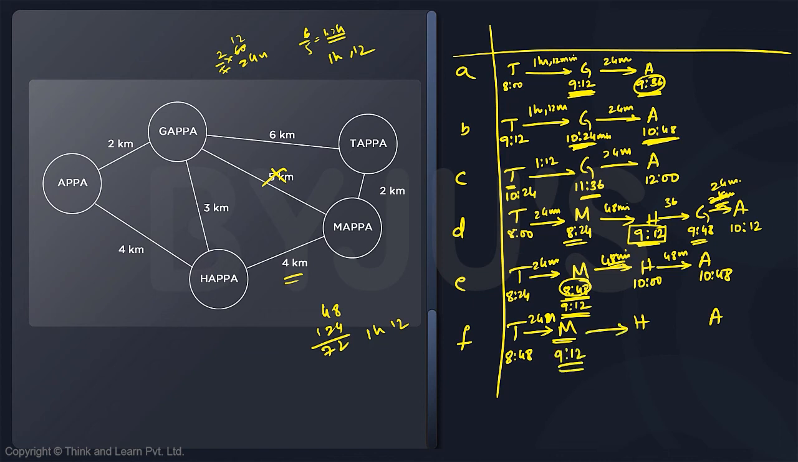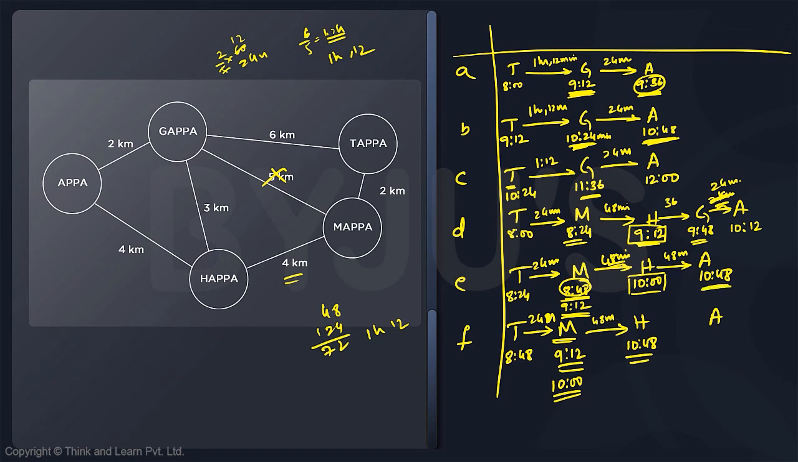Now he has to travel the MH route. So the MH route should take 48 minutes. But is it empty? No. Why is it not empty? Because the person will be reaching H at 10 o'clock. So he will be waiting till 10 o'clock here. And then he will start at 10. So at 10:48 he will reach H.